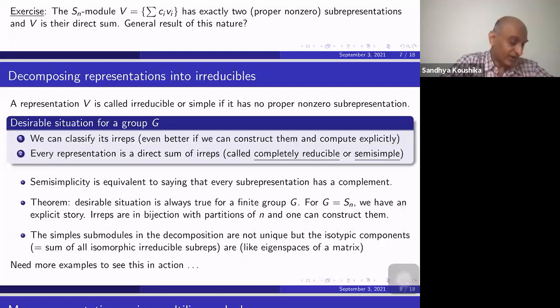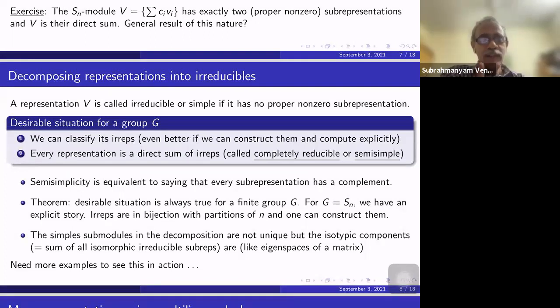All right. So pushing this analogy further, what I would like to do for a group is to classify all the irreducible representations. Yes, Upendra, when you say one dimensional, you mean the vector space is one dimension. Right. So the dimension.